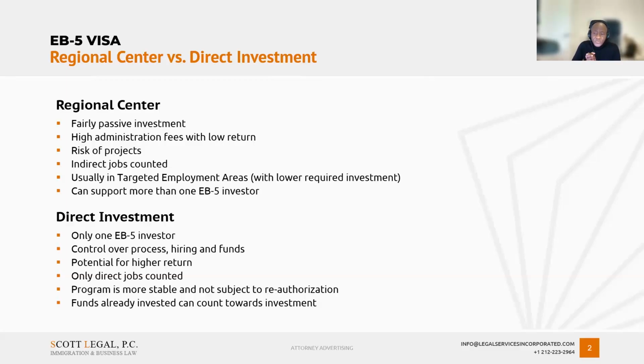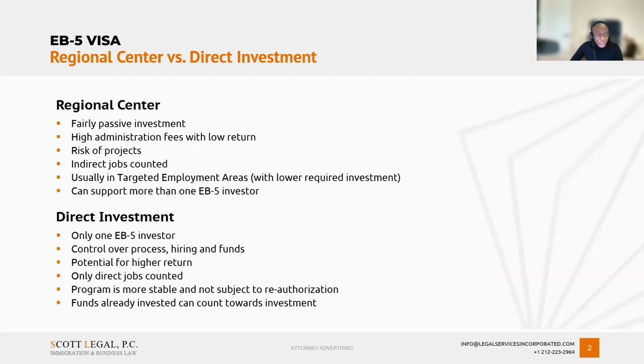The other thing with this program is it's a bit more stable because it doesn't require a reauthorization, and we're going to talk a little bit about that because the regional center program does require regular congressional reauthorization. And for some investors that have a visa based on an investment program like E2, for example, in some cases, as long as they meet the requirements, they can count some of the money that they've invested towards their current business when they're looking at the EB-5 investment amount.